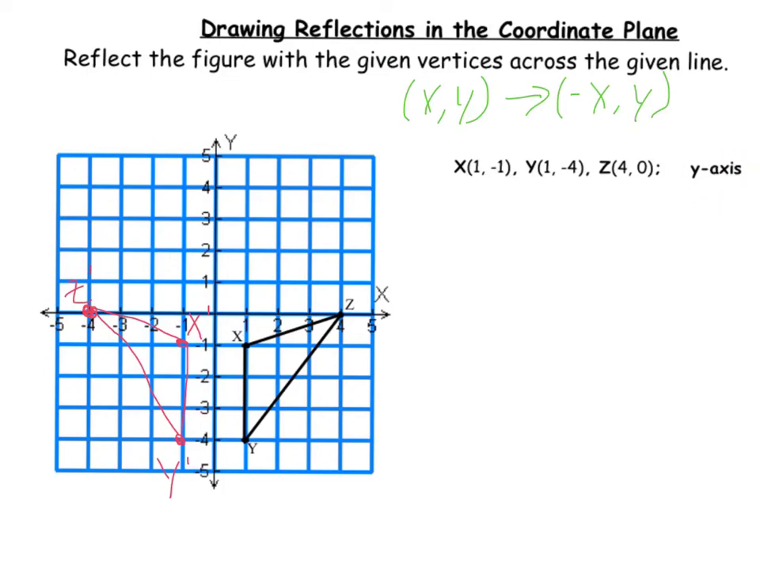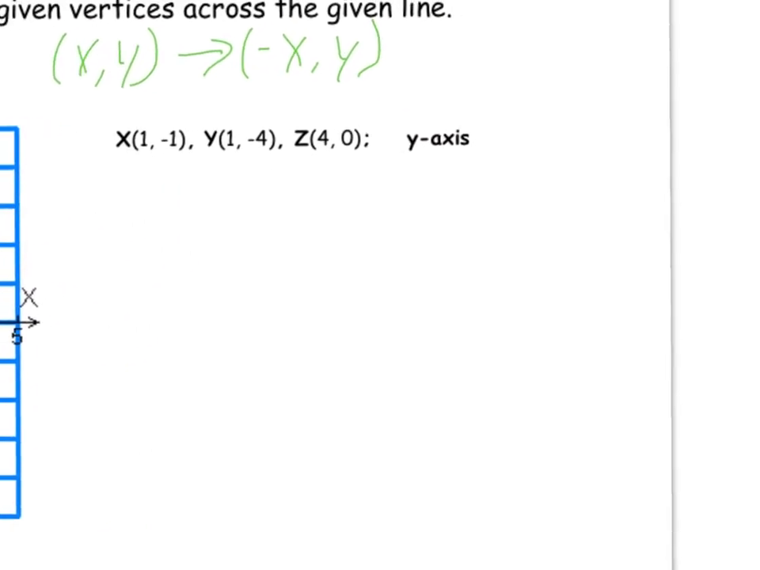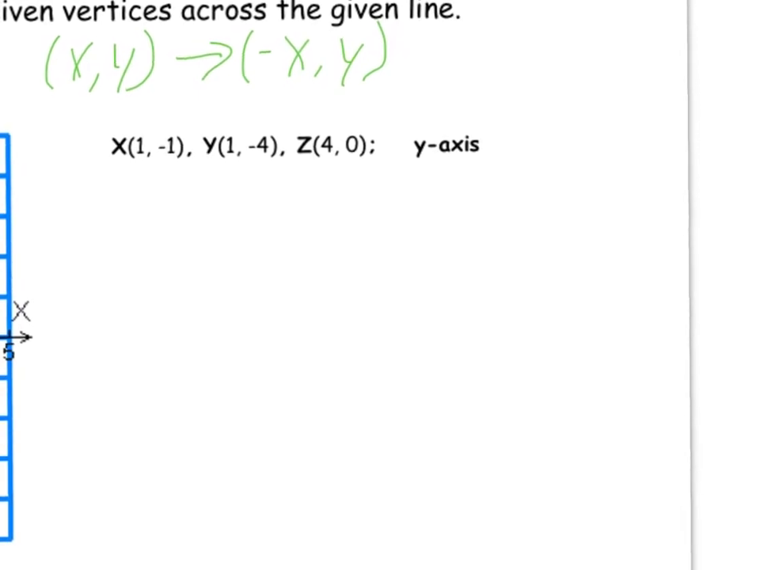Y-axis, changing the sign of the x. So our new points would be, let's move that guy and just use that rule to come up with our new points. Our new points would be x prime, don't forget the prime, negative 1, negative 1, changing just the x. y prime, negative 1, negative 4, not changing that one. And z prime, negative 4, and 0.